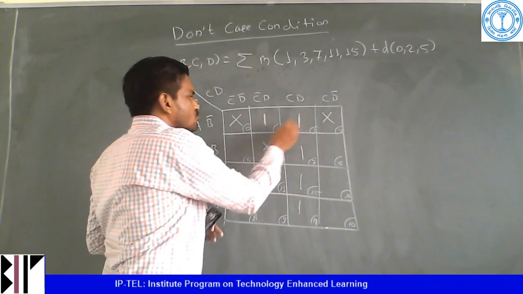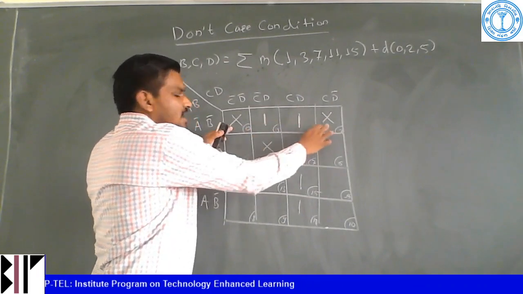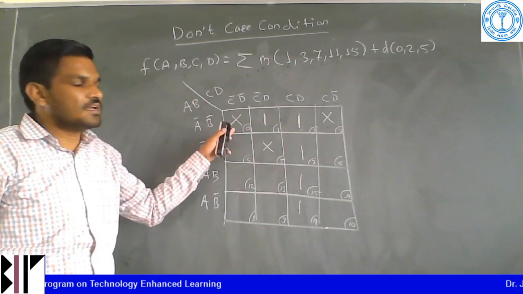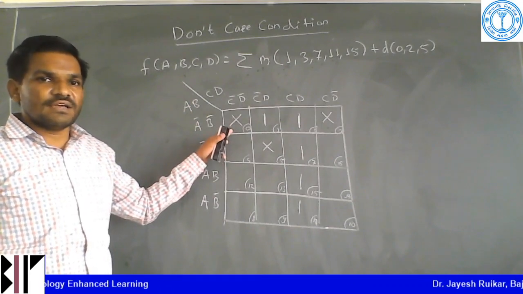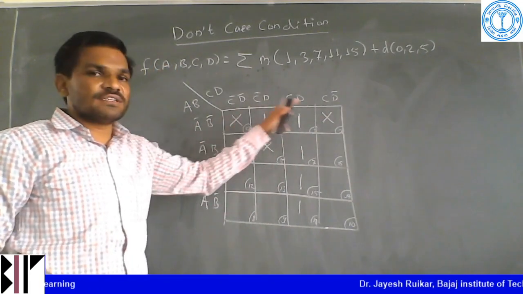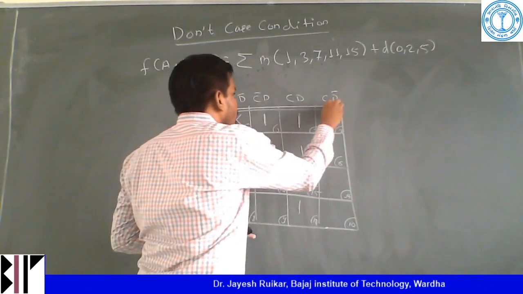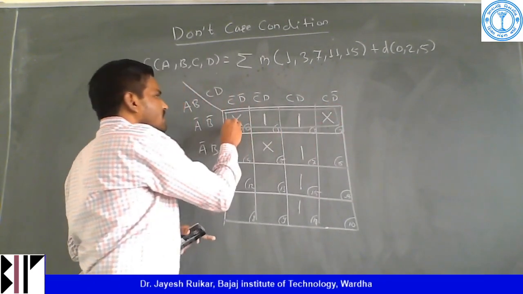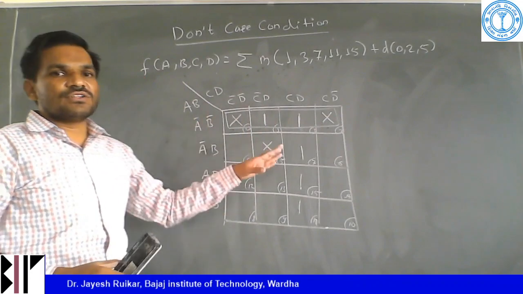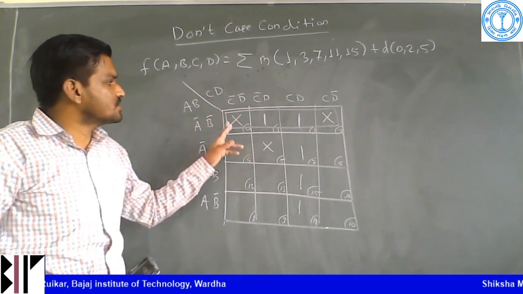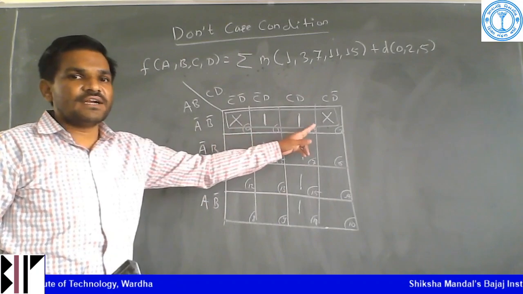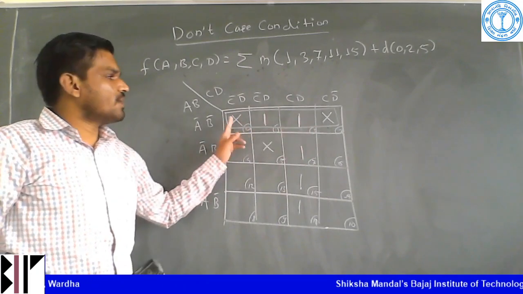How? Two ones are there, and then two cross marks (X) are there. So we can consider these as one, as we will get four adjacent ones if we consider these cross marks. So these cross marks, or don't care conditions, we can combine. We can consider them either ones or zeros depending upon the situation. So I consider them here as ones, as we will get a quad, or four adjacent ones.